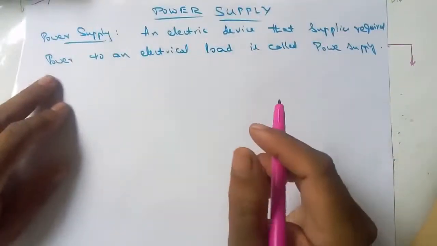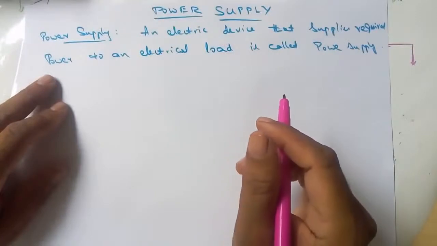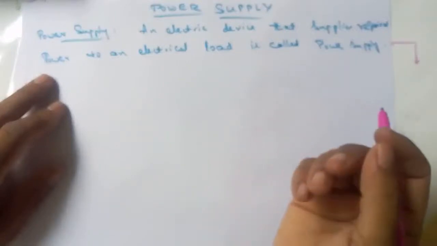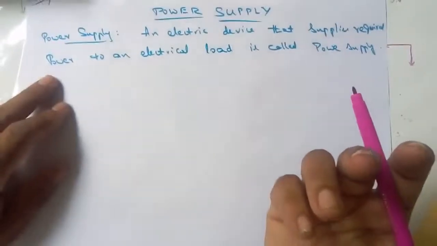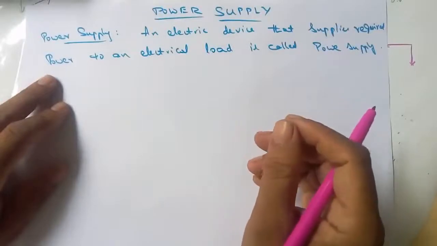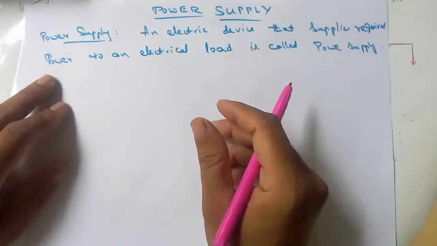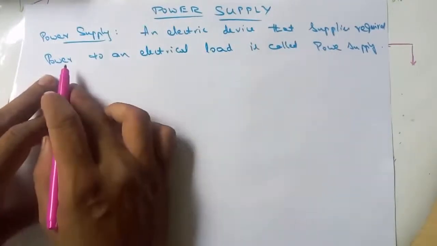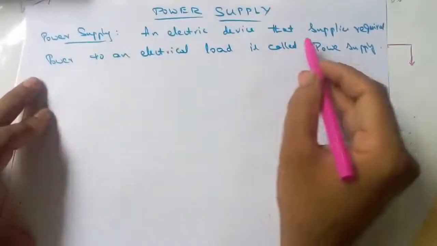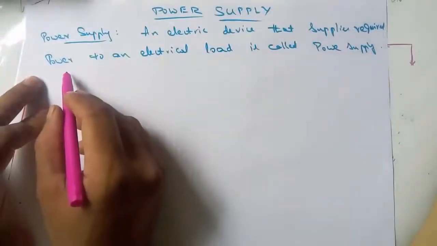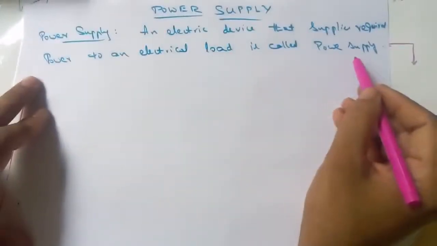Similarly, our computer works on 230 volts, but inside, the processor works on 5 volts DC only. That required 5 volts is given by the regulated power supply. So power supply means what? An electronic device that supplies required power to an electrical load is called the power supply.